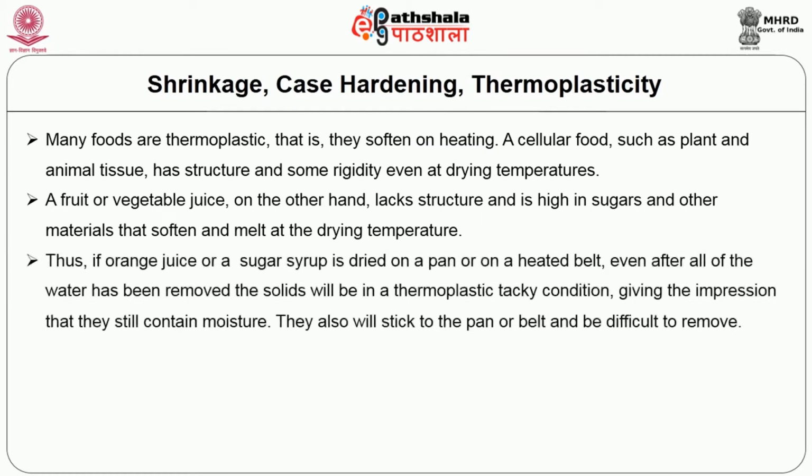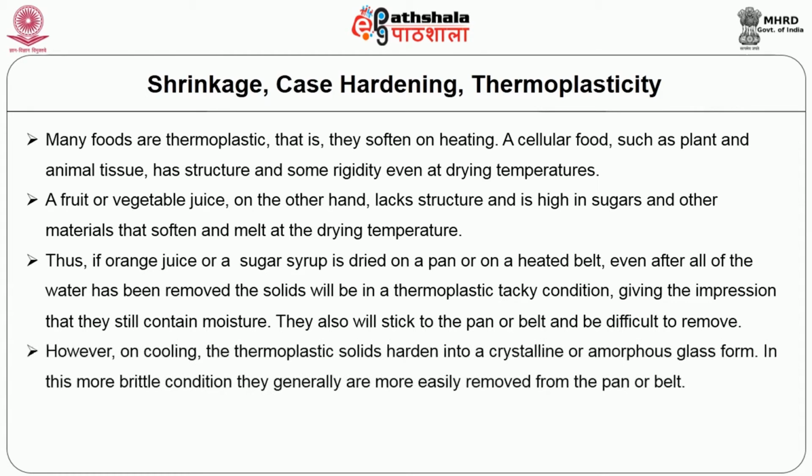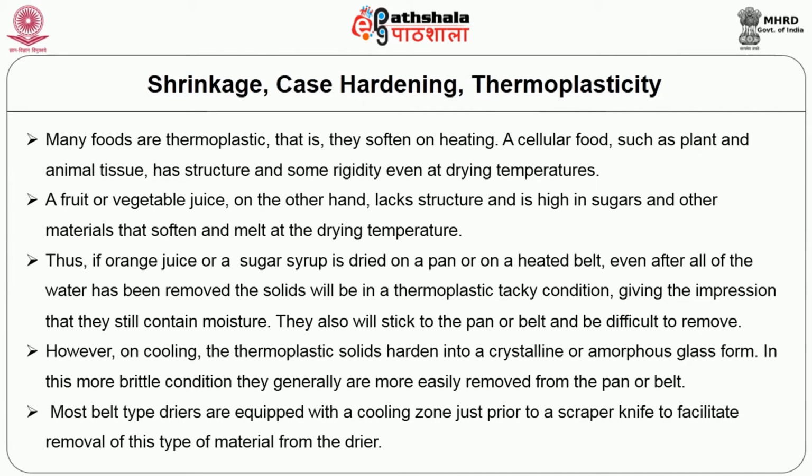Thus, if orange juice or a sugar syrup is dried on a pan or on a heated belt, even after all of the water has been removed, the solids will be in a thermoplastic, tacky condition, giving the impression that they still contain moisture. They also stick to the pan or belt and are difficult to remove. However, on cooling, the thermoplastic solids harden into crystalline or amorphous glass form. Most belt type dryers are equipped with a cooling belt just prior to the scraper knife to facilitate removal of this type of material from the dryer.